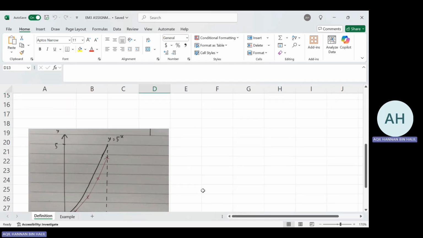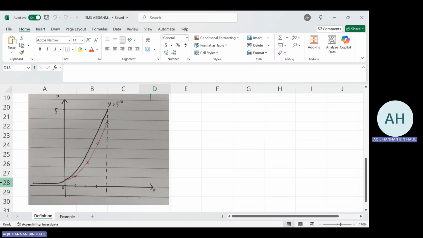If we compare it to the graph below here, we can see that the actual value of y equals 5^x is a smooth curve, whereas using Euler's method, the graph has a few points of inflection, which means that there are sharp turns from here. As you can see from here, there's a sharp turn to here, and so forth.